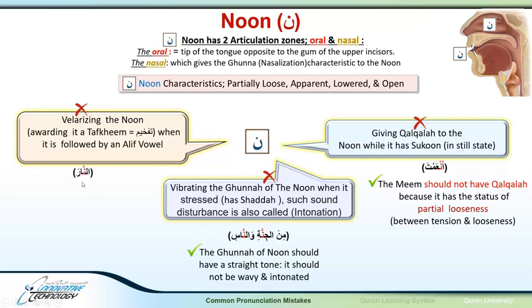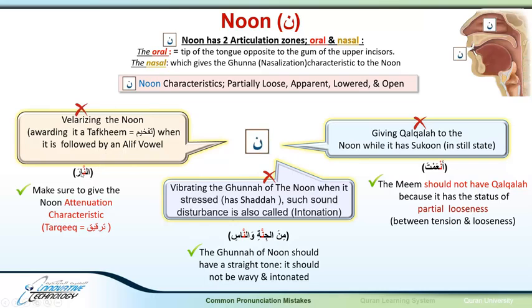An-nar. This is wrong. An-nar. This is basically giving the noon a tafkhim, velarization, while it should be pronounced like this. An-nar, not an-nar. So the alif vowel that came after the noon should not give it a tafkhim.